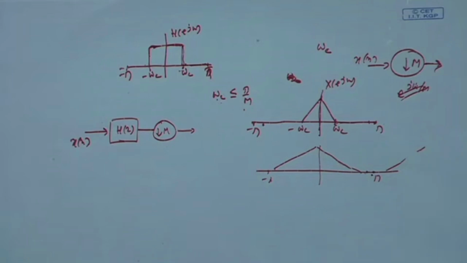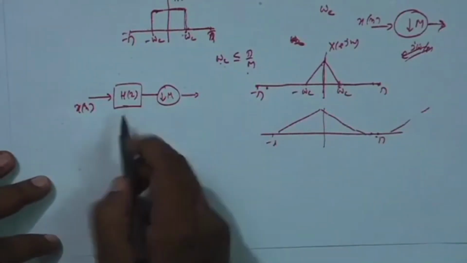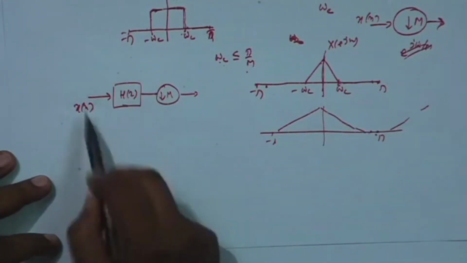Now I will talk of using the noble identities which were done in the previous class. I will talk of an efficient decimator, efficient interpolator. There is an H(z) filter given. Now, look at the structure.